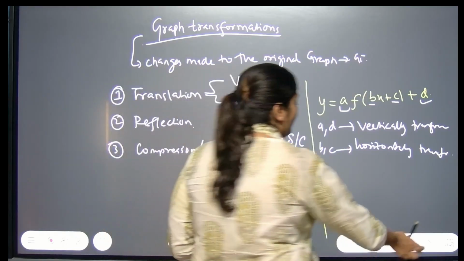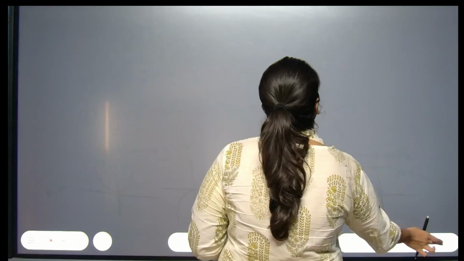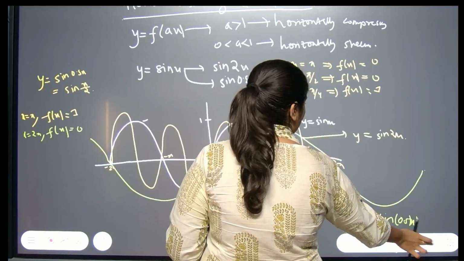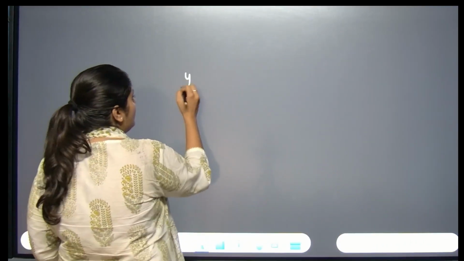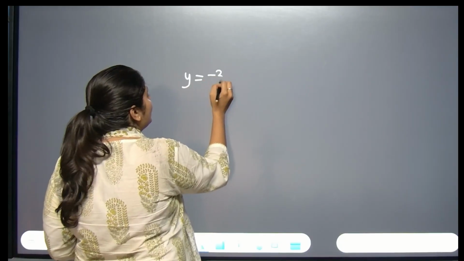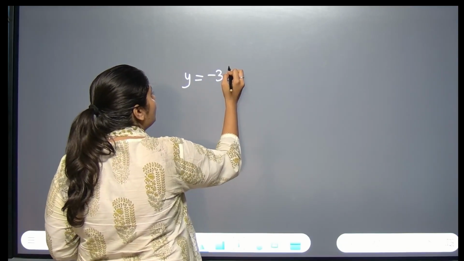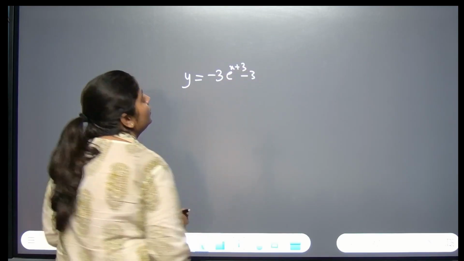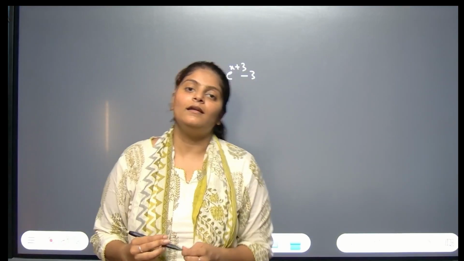If you want to attempt some questions, go and try. Try to attempt this question: y equals minus 3 times e to the power (x plus 3) minus 3. You try to do this question and let's see.